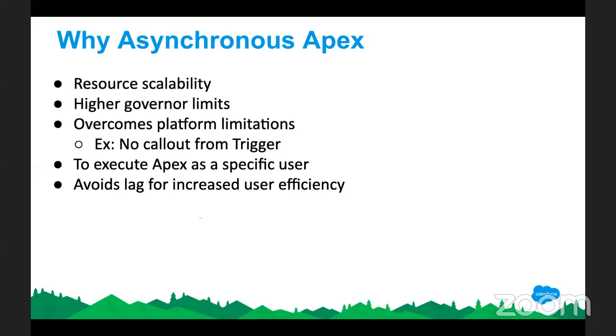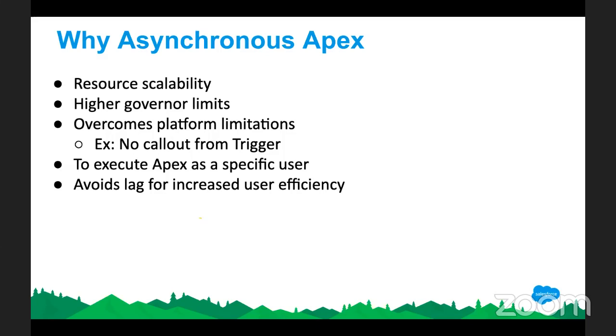Then higher governor limits. As it is a background job, Salesforce allows higher governor limits for asynchronous Apex. We can overcome some platform limitations. For example, one of the very well-known platform limitations is we cannot make an external service or web service call from a trigger; in that case we will go for asynchronous Apex. Then at times we may need to do some specific actions as a specific user. So every user should not be allowed to do that.